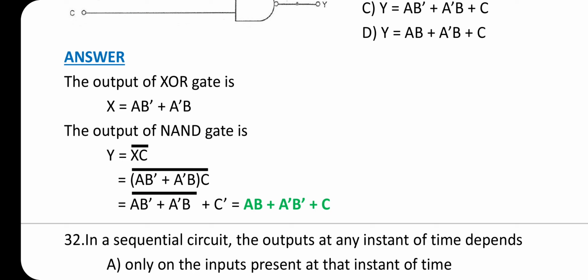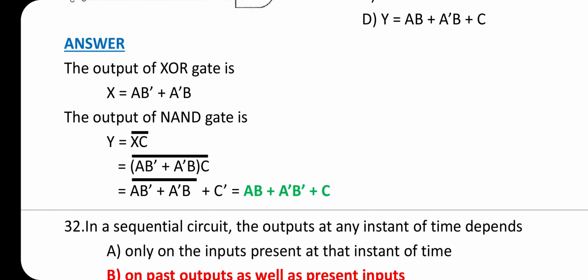Apply De Morgan's law, that is (A B bar plus A bar B) whole bar plus C bar. We know that (A B bar plus A bar B) whole bar is the simplified form of the XNOR gate, that is A B plus A bar B bar, and finally C bar is there: A B plus A bar B bar plus C bar.